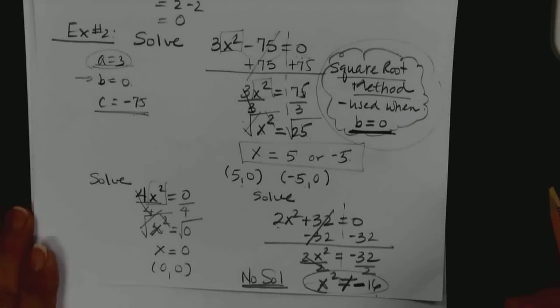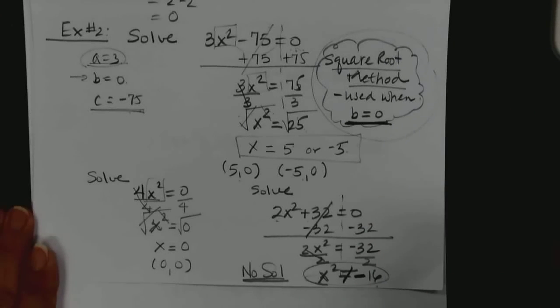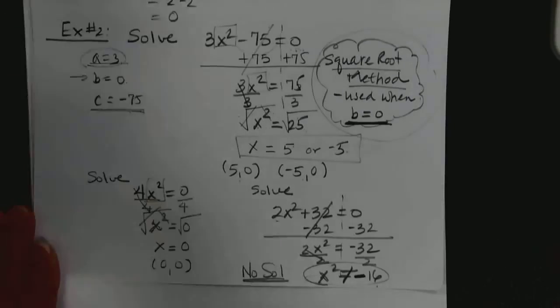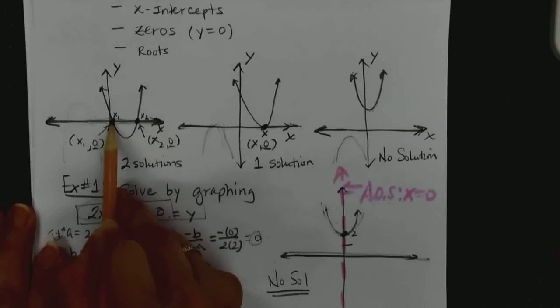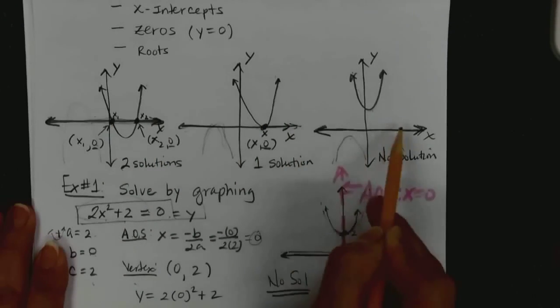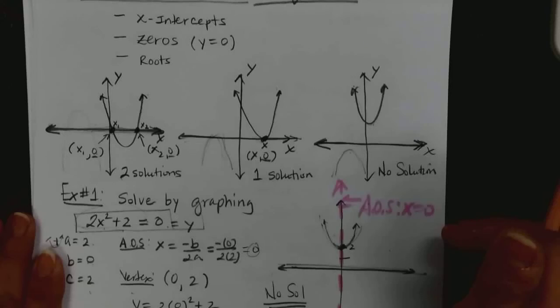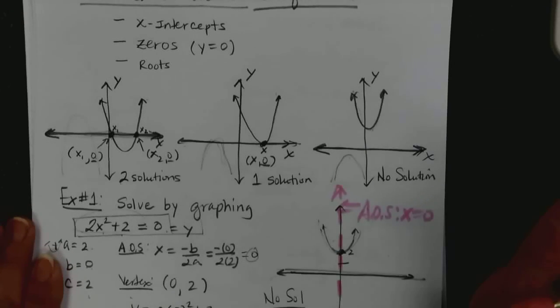Any questions about today? So when I ask you to solve, what are you looking for? How many solutions there are. Your zeros. What's another word for zeros? Your roots. X-intercepts. When I ask you to solve, you're looking for where the parabola crosses the x-axis. That's what you're solving for, so keep that in mind when you're doing this today.